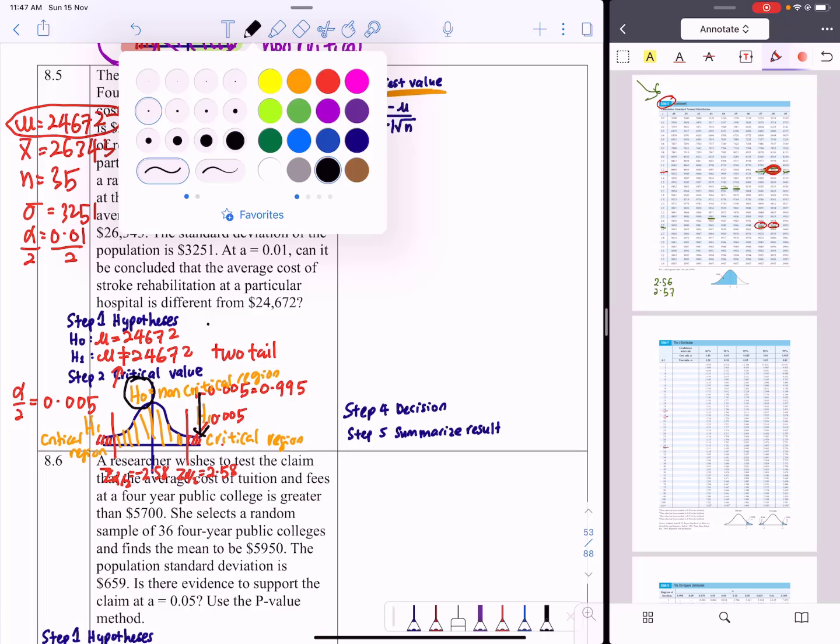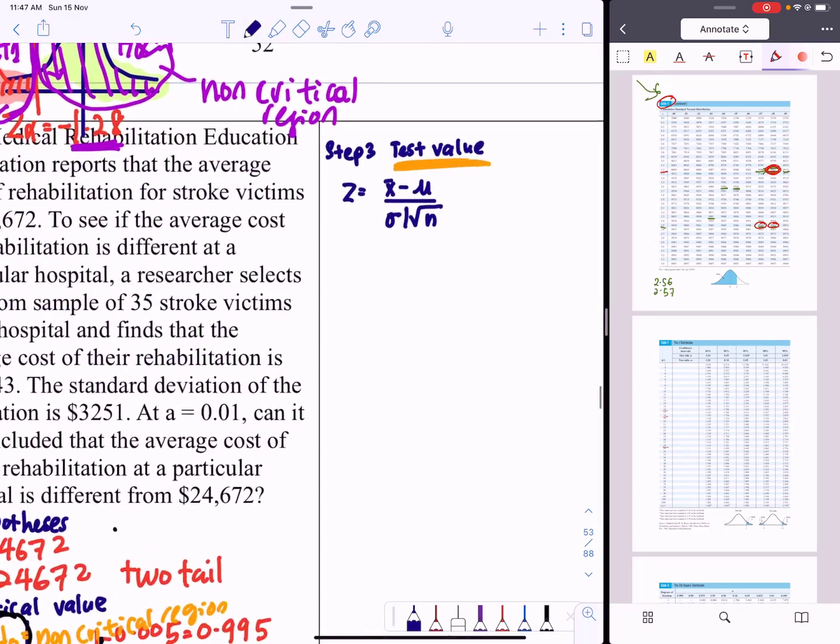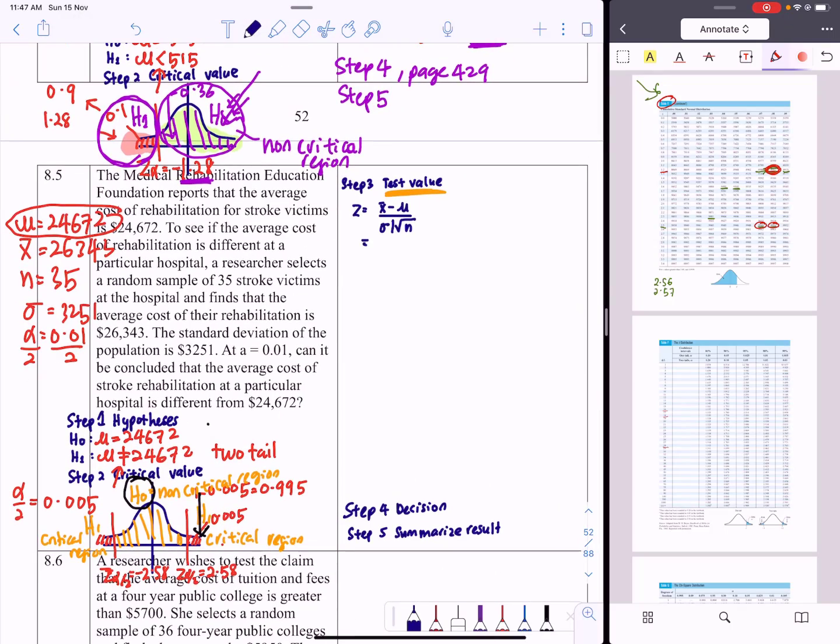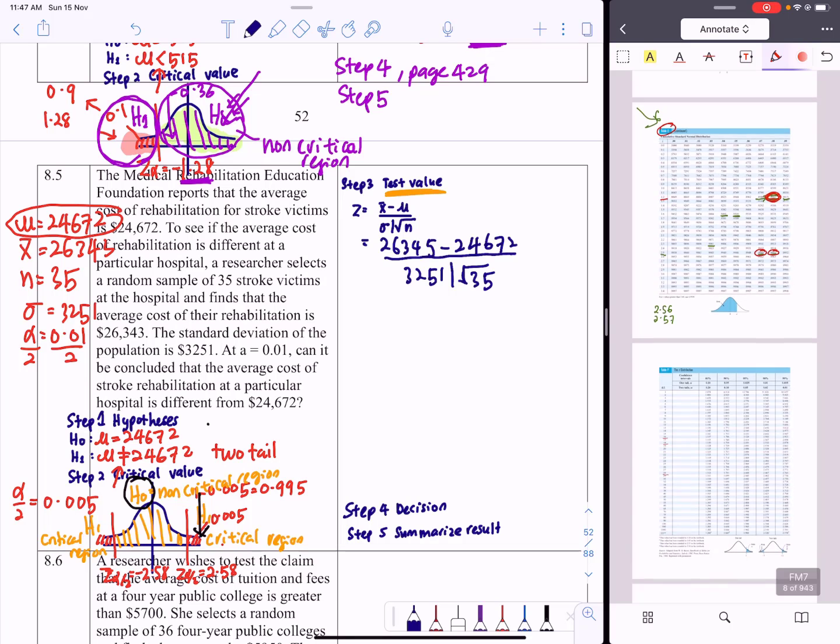Now we try to find the test value. What is the mean? 26,343 minus 24,672, divided by the standard deviation 3,251 divided by the square root of 35. Using a calculator.